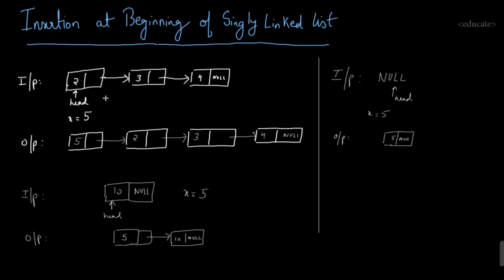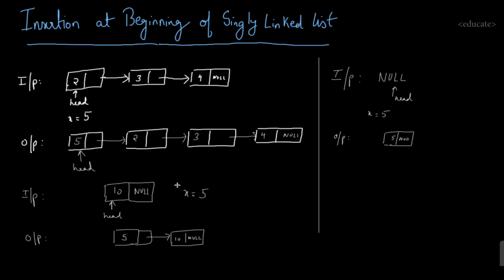So here, we are initially given a linked list with head at 2. Now we want to insert an element x equals to 5 at the beginning of the linked list. So what will be the output? Our output will be the element 5 inserted at the front, and now our head will point to 5.